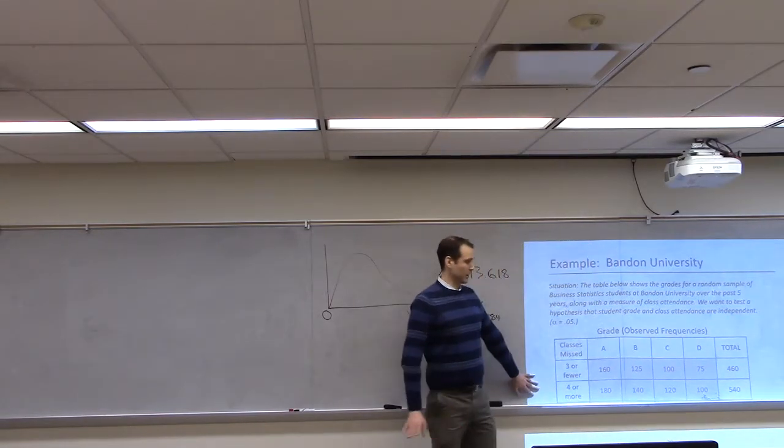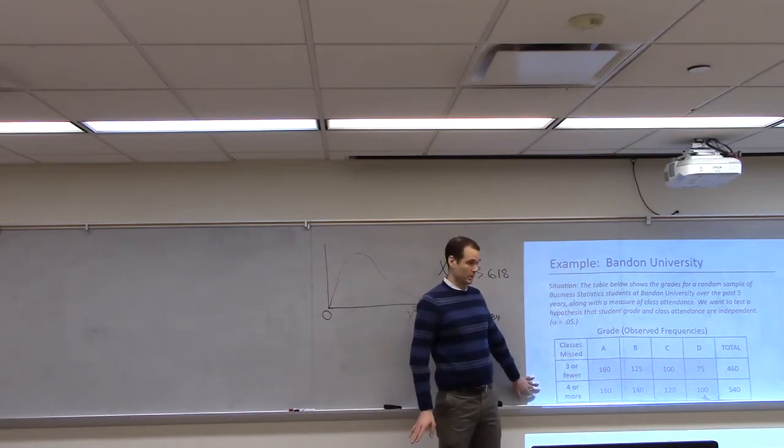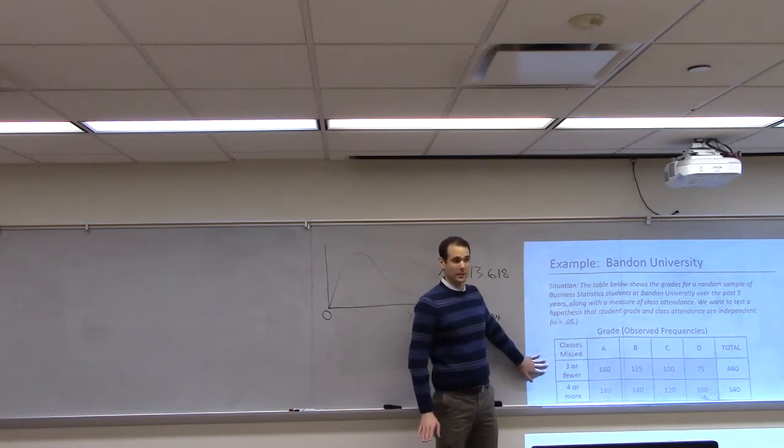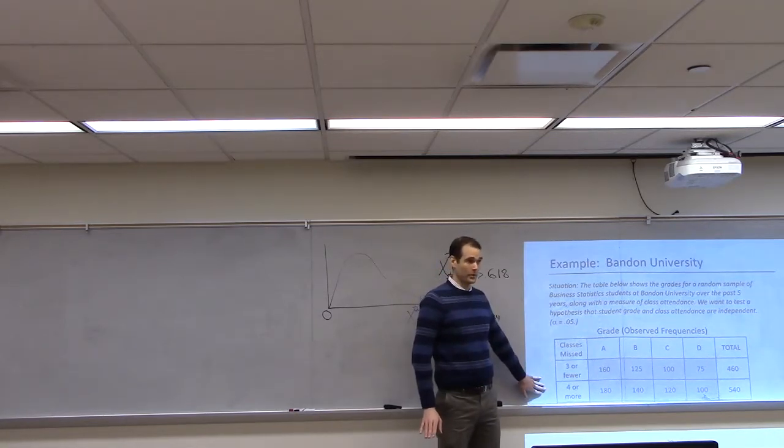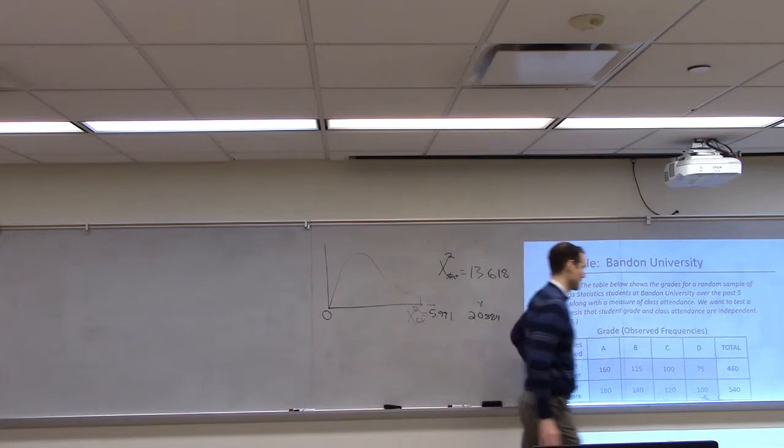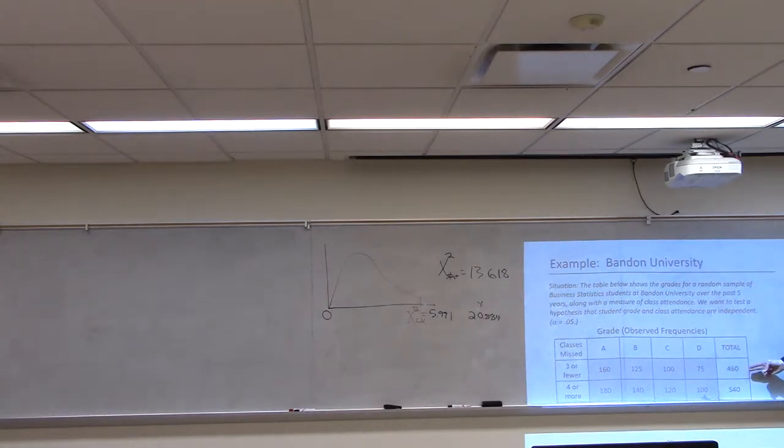Now, first thing I want to draw your attention to are the totals. Total number of students who came to class most of the time, total number of students who missed lots of classes. So we have fewer students who came to class most of the time. Only 460. The majority of students missed lots of classes.